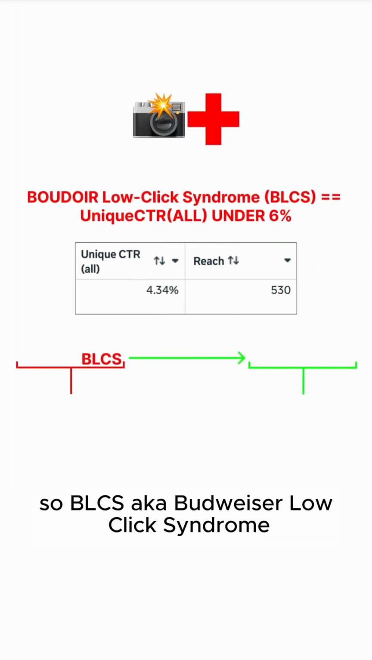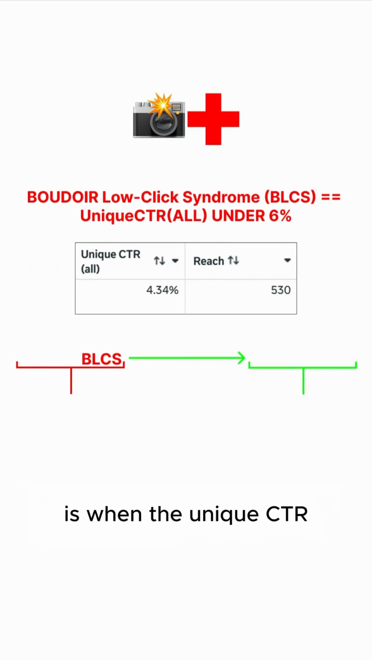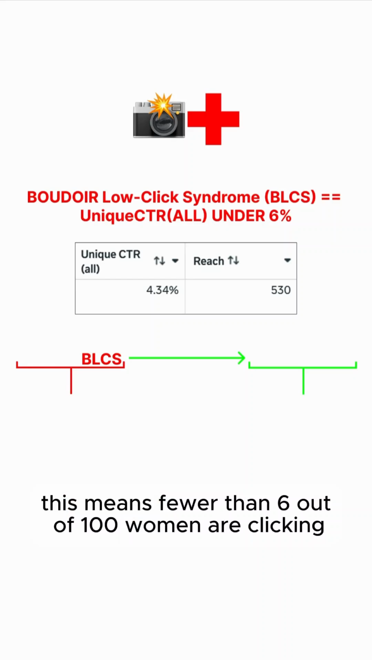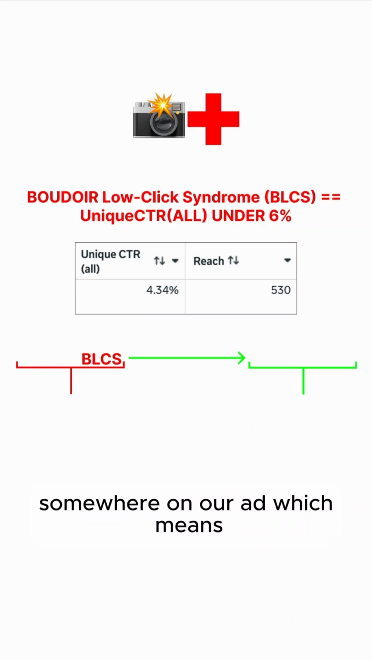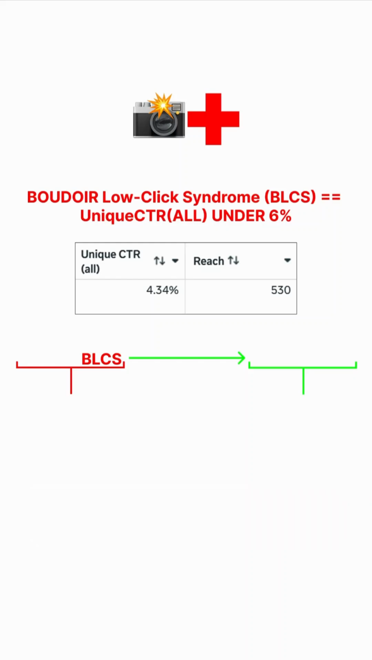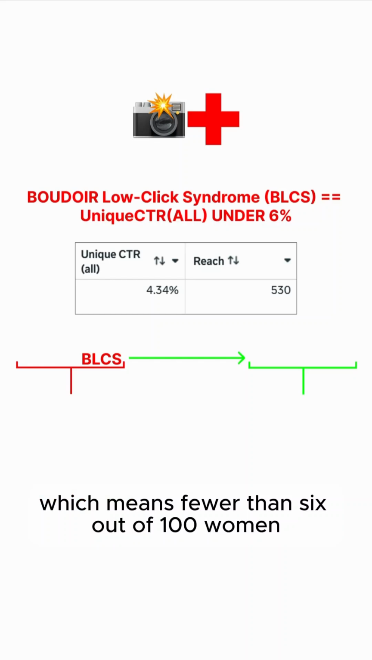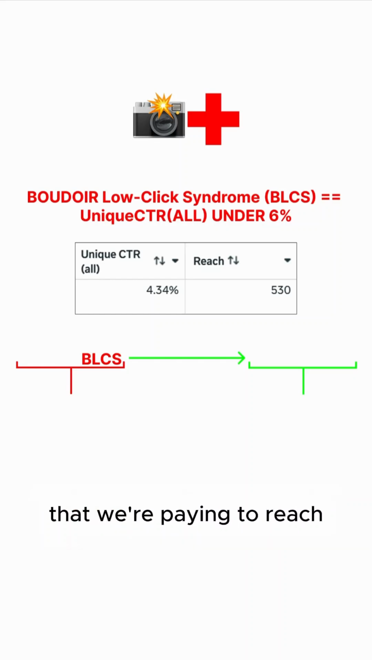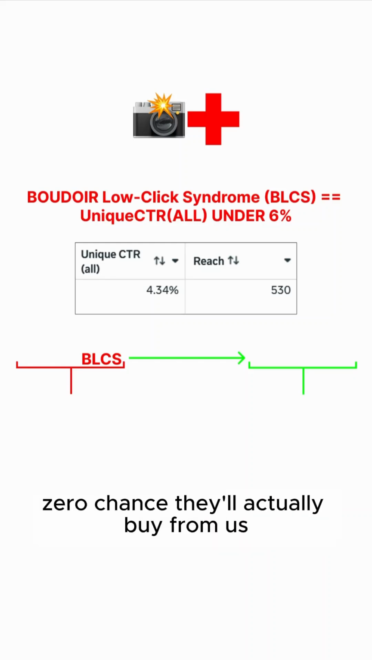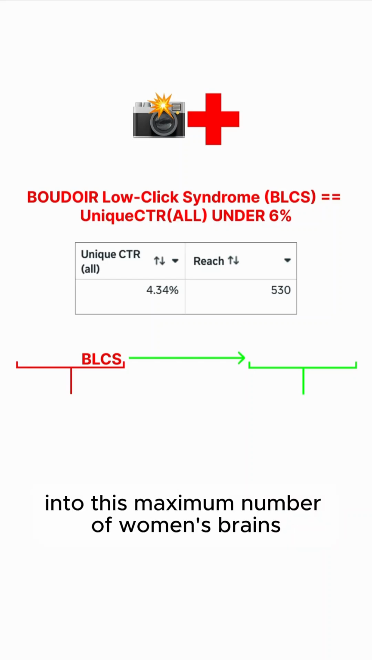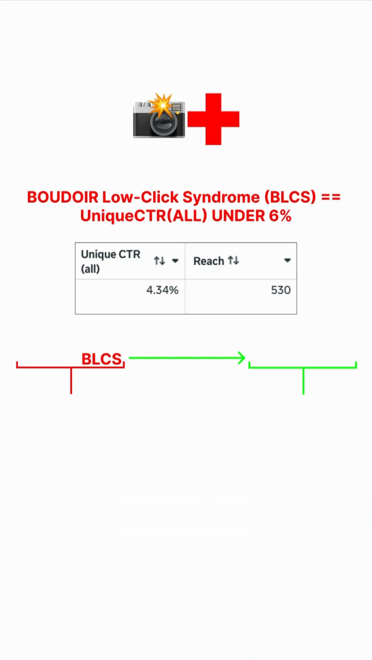So, BLCS, aka Boudoir low click syndrome, is when the unique CTR of our Boudoir Facebook ad is under 6%. This means fewer than 6 out of 100 women are clicking somewhere on our ad, which means our ad is getting into fewer than 6 out of 100 women's brains, which means fewer than 6 out of 100 women that we're paying to reach have a non-zero chance they'll actually buy from us. So we've got to get this number up as high as possible to get our ads into the maximum number of women's brains as possible.